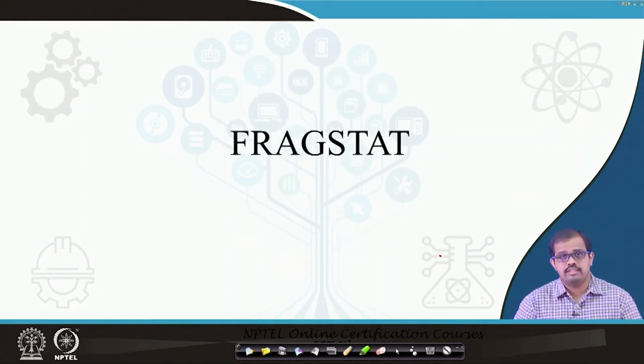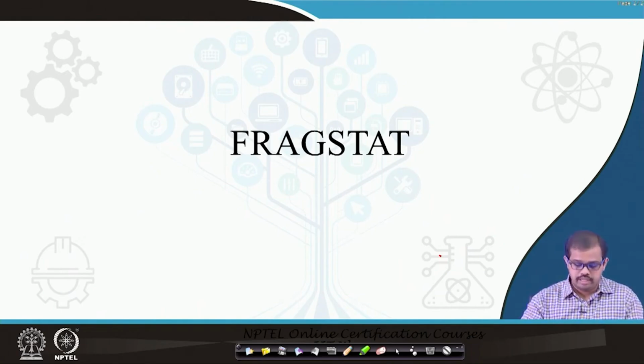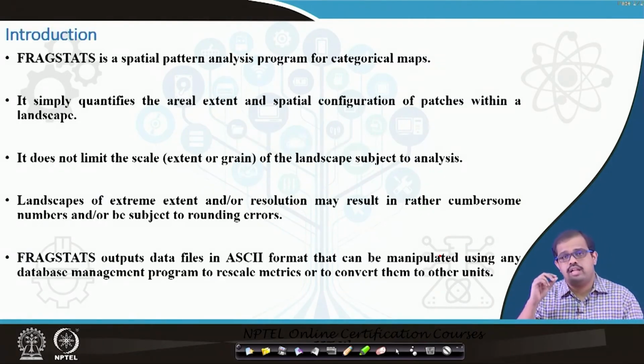The last kind of software that I would like to discuss is FragStat. Just to tell you what FragStat is, it is a spatial pattern analysis program for categorical maps. For example, let us say I have developed a map of land use of a particular region.